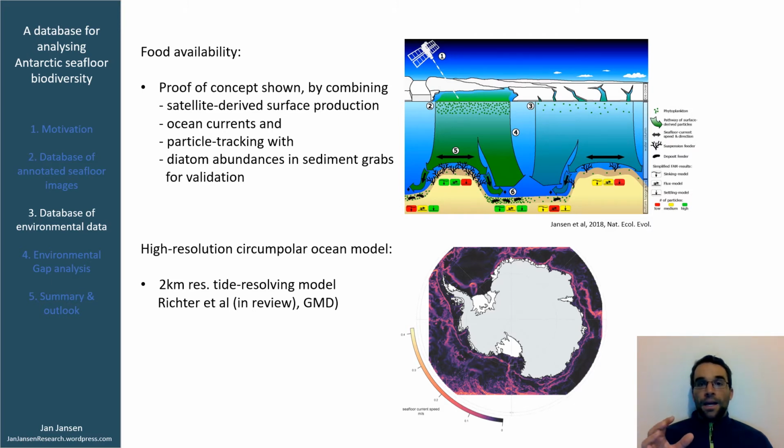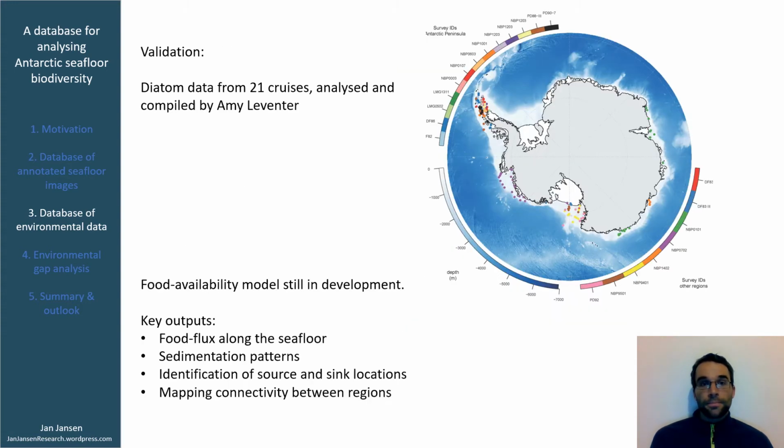And we are now combining this proof of concept. We have a high-resolution ocean model that is being developed by our collaborators, and it's 2-kilometer resolution, has tides and everything in it. And this is really a fantastic step forward to understand the distribution of biodiversity on the Antarctic continental shelf.